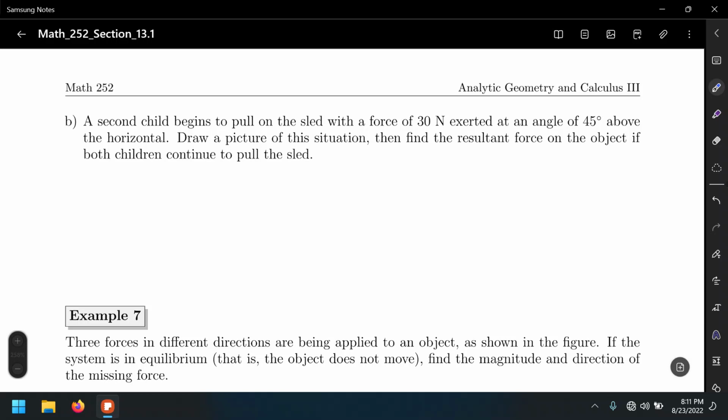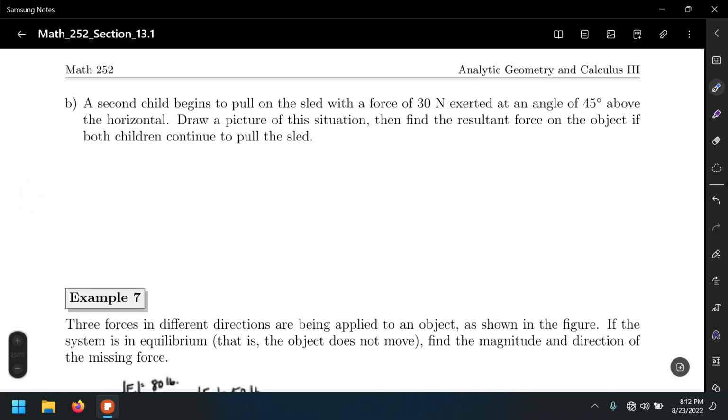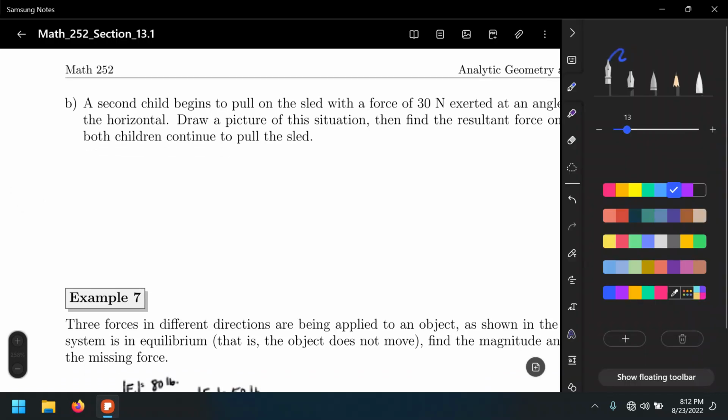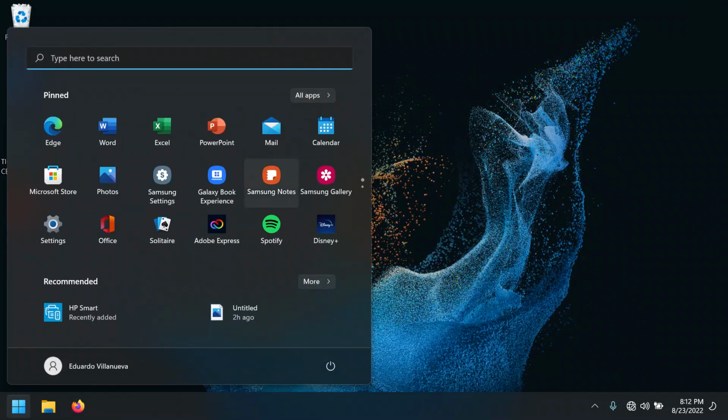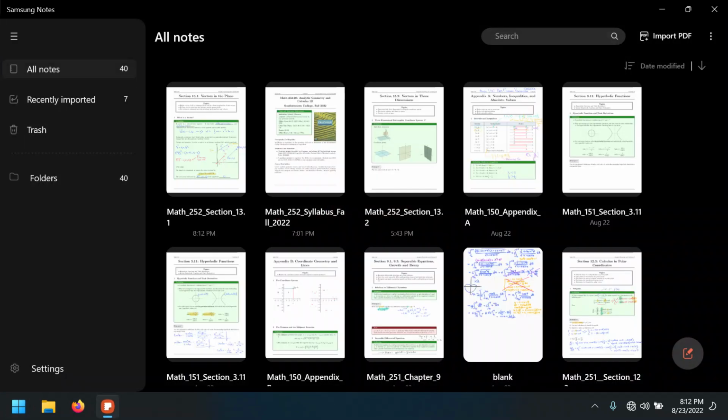Alright, so let's see. A second child begins to pull on the sled with a force of 30 newtons exerted at an angle of 45 degrees above the horizontal. Draw a picture of the situation, then find the resultant force on the object if both children continue to pull the sled. Okay, so let's draw this using a vector diagram.